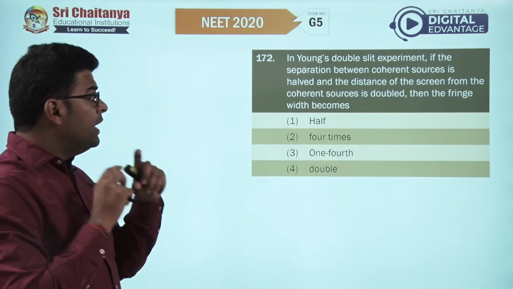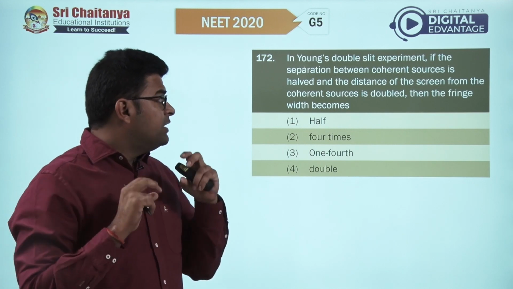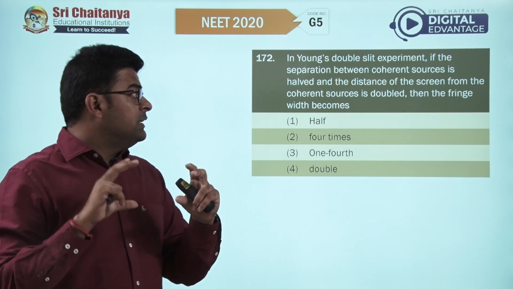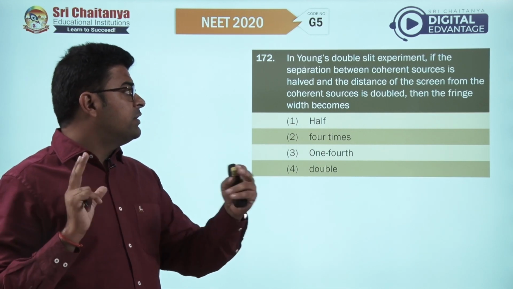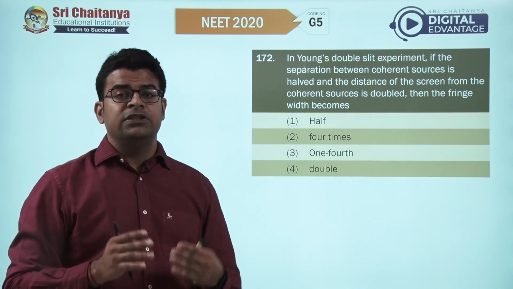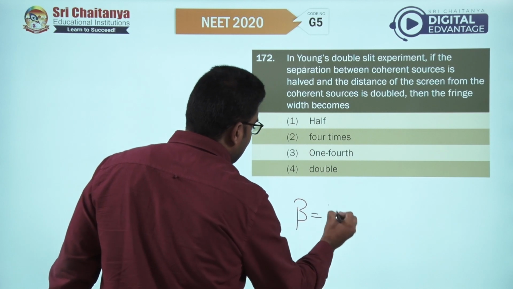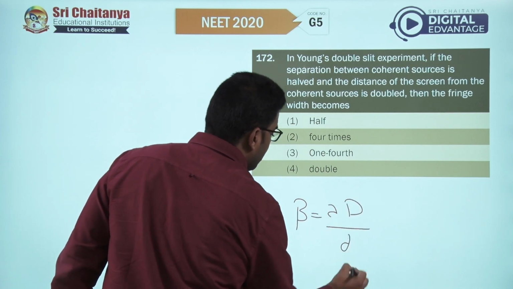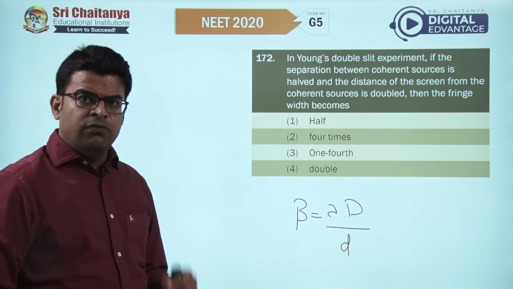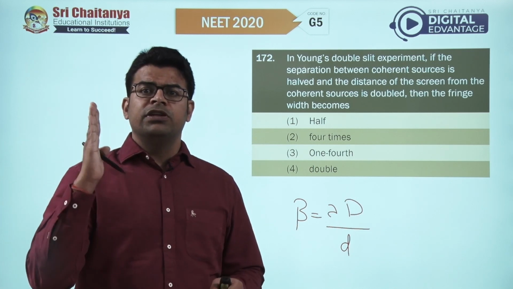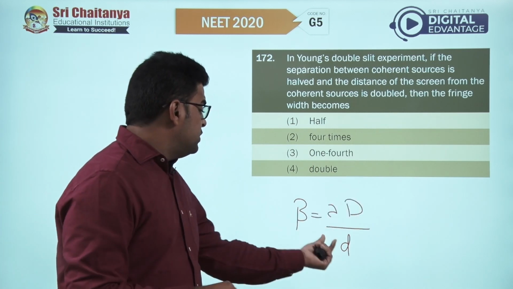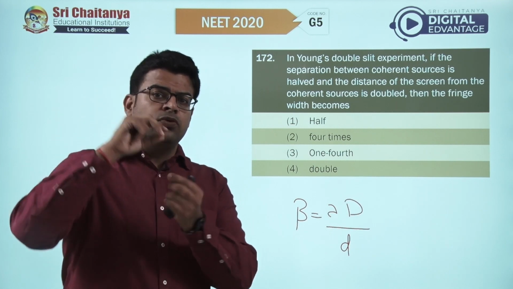172. In Young's double slit experiment, if the separation between coherent sources is half and the distance of the screen from the coherent sources is double, the fringe width becomes how much? So, let us see. The fringe width is simply lambda D by d. What is lambda? Wavelength. What is capital D? The separation between the source and screen. What is small d? The separation between the two sources.